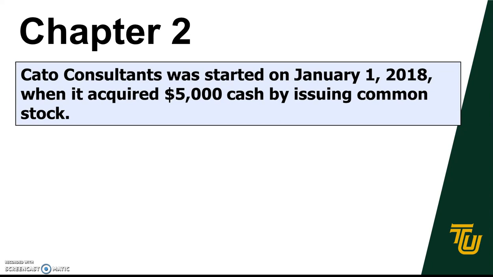So the first transaction: Cato Consultants was started on January 1, 2018 when it acquired $5,000 cash by issuing common stock. Hopefully this sounds like a transaction that we saw in Chapter 1, right? This is a repeat transaction. We should all be comfortable with what we need to do to record this transaction. Was cash impacted? Yes or no? Okay, great. Cash was impacted. Did cash go up or did cash go down? Cash went up. We received money from the owners that wanted to buy these shares of common stock.